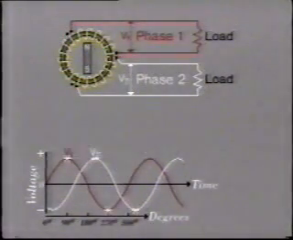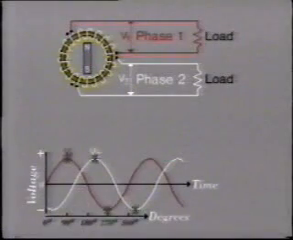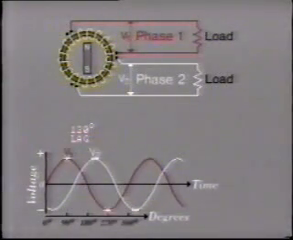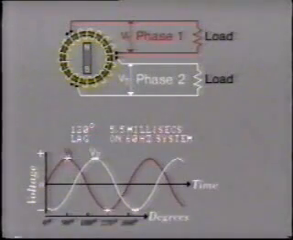But note its generation cycle, that is, minimum and maximum, occur at a different time period. In fact, the cycle of phase 2 is 120 degrees behind phase 1. That is a time lag of 5.5 milliseconds on a 60 hertz system.